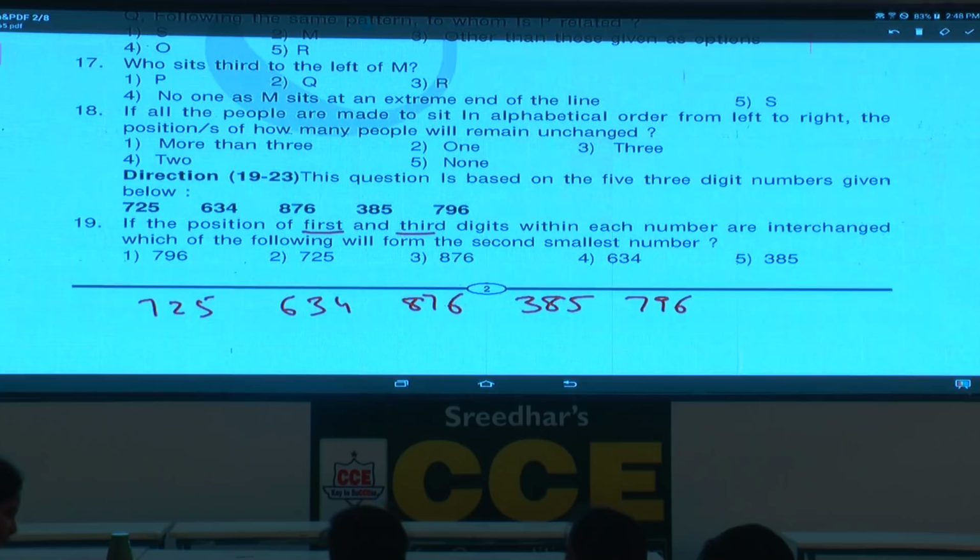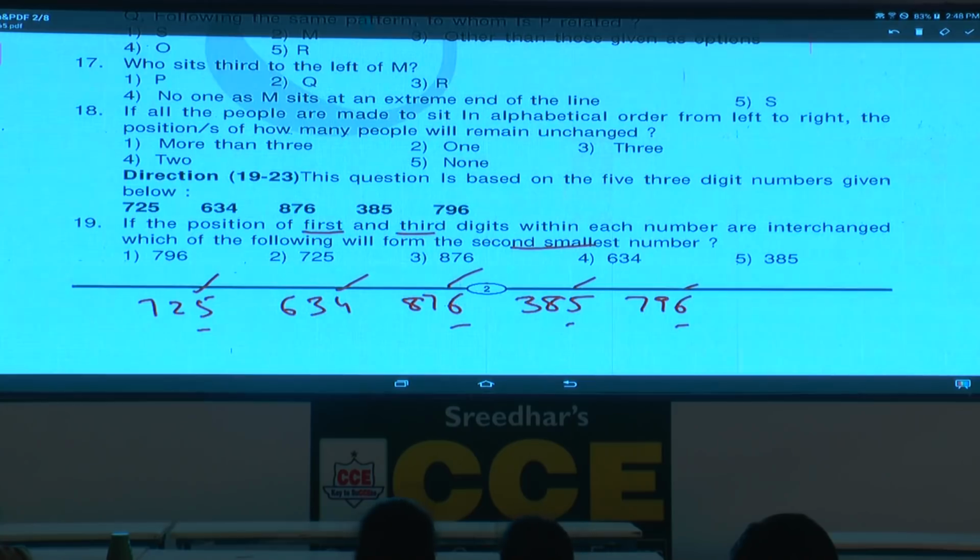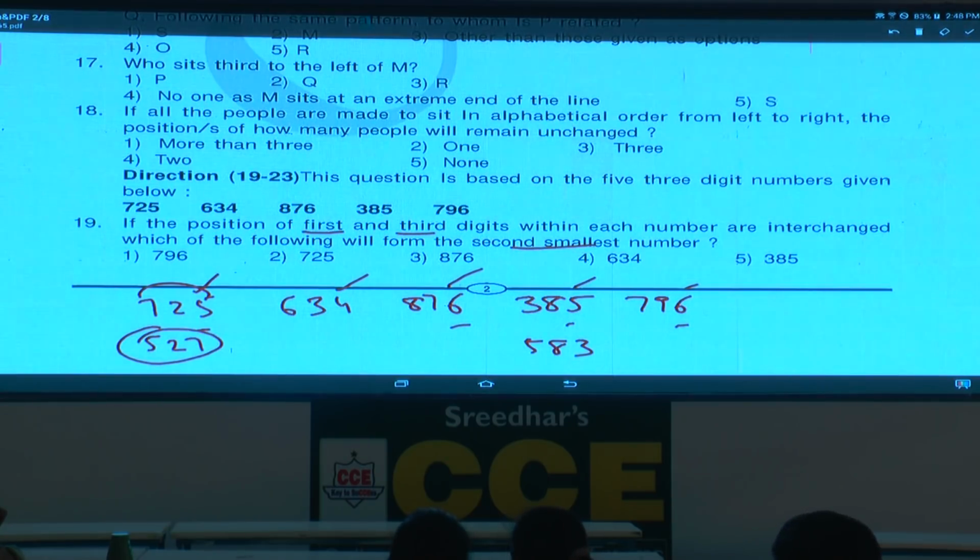The number is reversed, then which of the following will form the second smallest number? Second smallest number means now the last digit second least, isn't it? Now in this one 5, 4, 6, 5 and 6. Now which is the highest number here? 6 is the highest number, isn't it? And the next one 5. Now between 5 and this one, what is your answer here? Now if these two are interchanged, this will be 527 and this will be 583. Hence which is the least one here? 527. Hence that is your answer and it is given in choice 2.